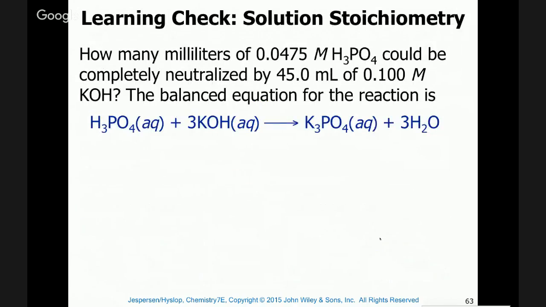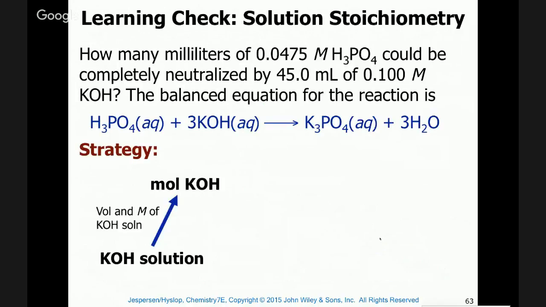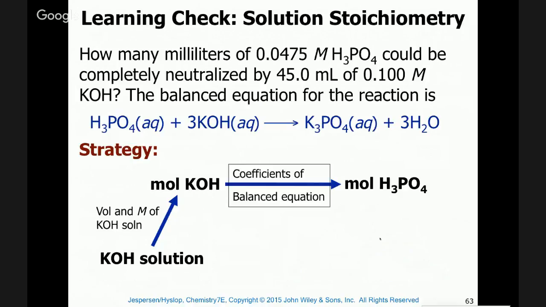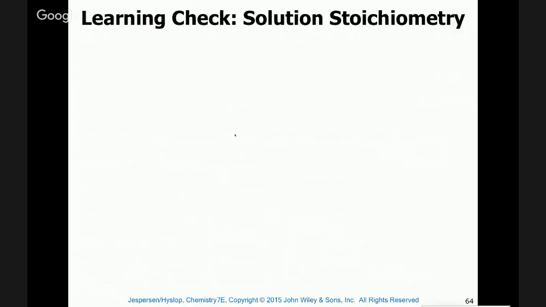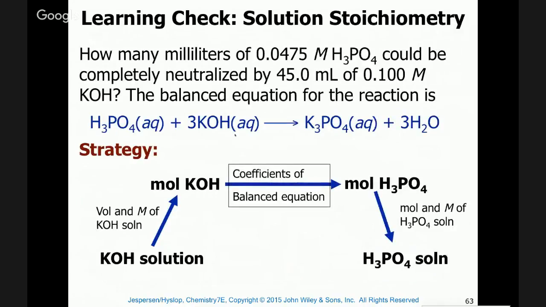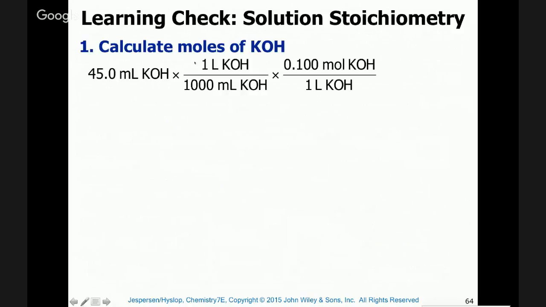If we have a question like this, our strategy is to first go from the volume and molarity of the KOH solution to moles of KOH. Use the coefficients from the balanced equation to get our molar quantity. Then we use the moles and molarity of H3PO4 to get to the H3PO4 solution volume. We're looking for how many milliliters. So let's try it out.